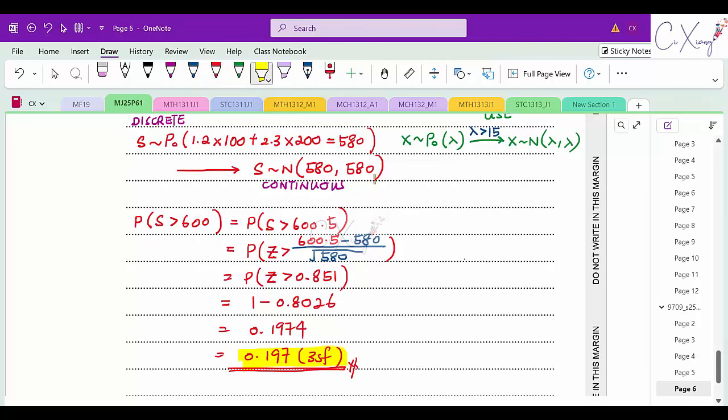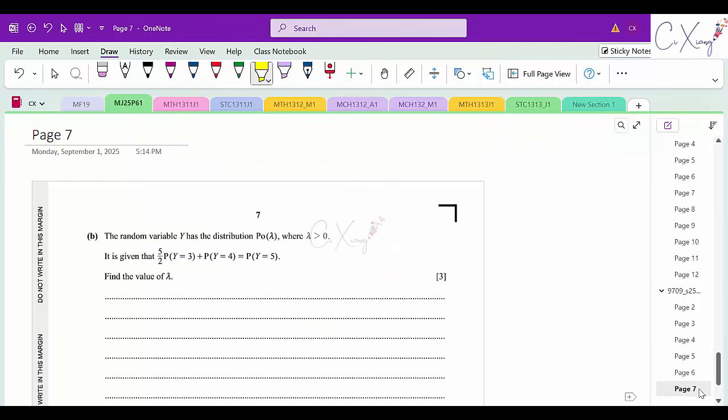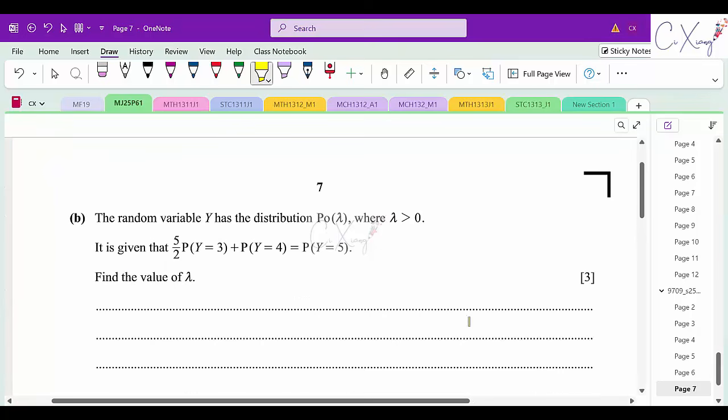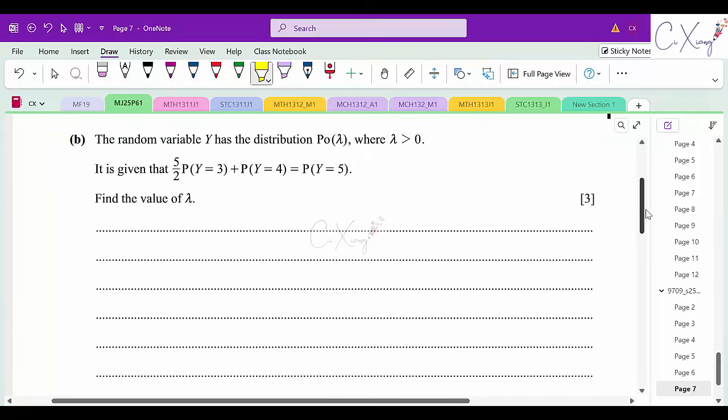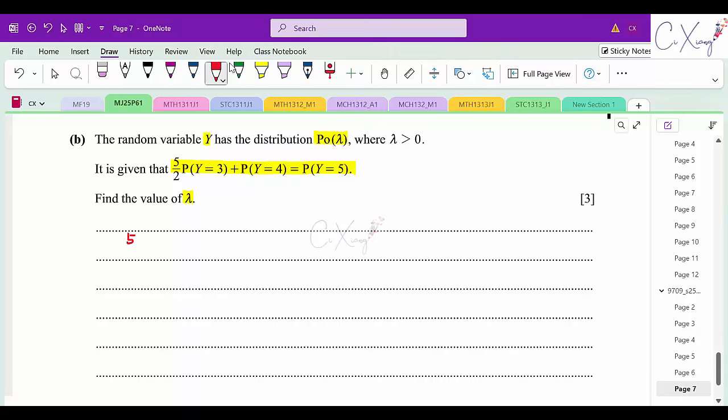Yeah, then let's continue to part B. For part B, now they give us the random variable Y, which is also Poisson distributed with lambda as the mean. Then they gave us this equation. By using this equation, you have to find the value of lambda. Alright, so let us start with the equation here first.